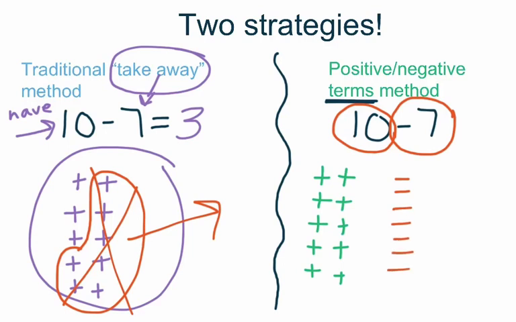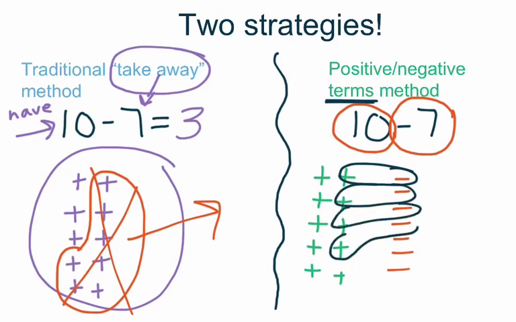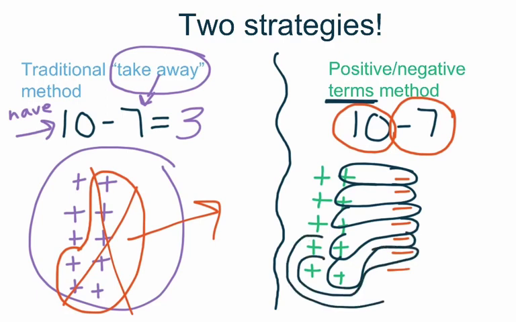Now, this is where we make our neutral pairs and we start canceling things out. So I know 1 positive and 1 negative, 1 positive, 1 negative, and I'm just going to match all of these up and cancel some of them out. All of this cancels out because it all made neutral pairs. What's left over? +3.